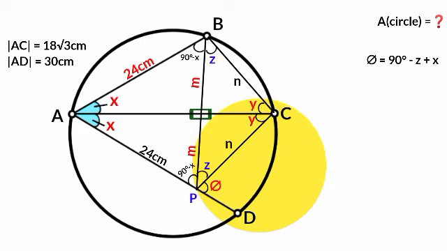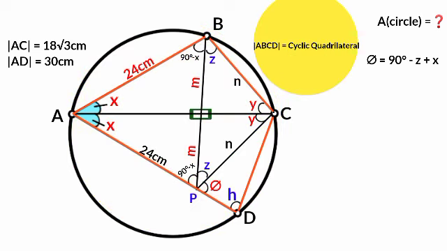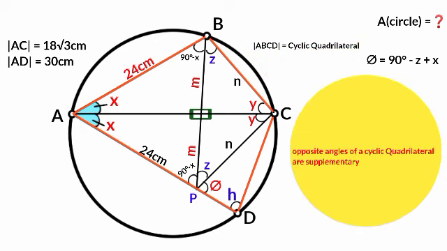Come here, draw another chord from this point C to this point D. Label this angle H. Now look at the quadrilateral ABCD. All its vertices are aligned on the circumference. That is, it is a cyclic quadrilateral. There is a property of a cyclic quadrilateral: the opposite angles are supplementary, meaning opposite angles must sum up to 180 degrees. So the sum of this angle H and this angle ABC, which is divided into this 90 degrees minus x and this z, must be 180 degrees.